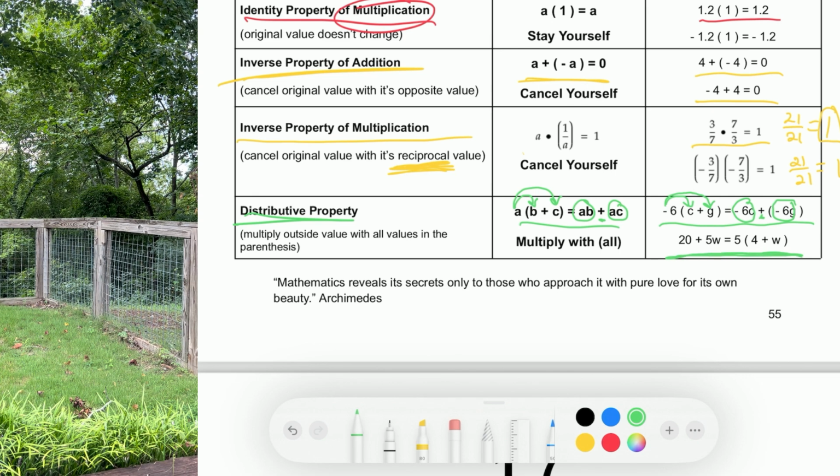All right, now let's look at this example, because you might see a problem like this, and it's probably going to ask you what property is being used. And you'll say, well, I don't know, because it's going from 20 plus 5w to equals 5 times 4 plus w. Well, all it is, is the distributive property backwards.